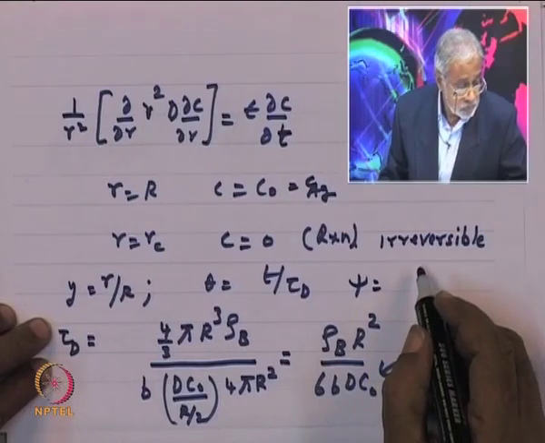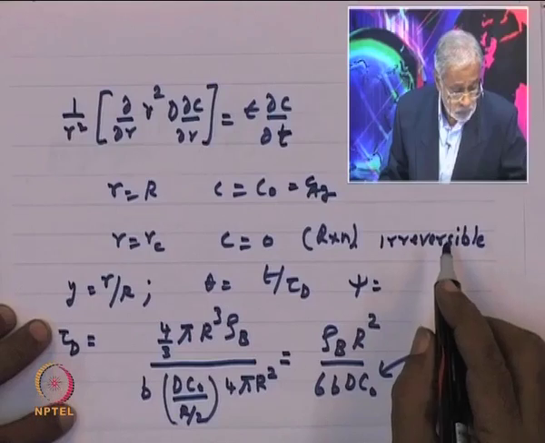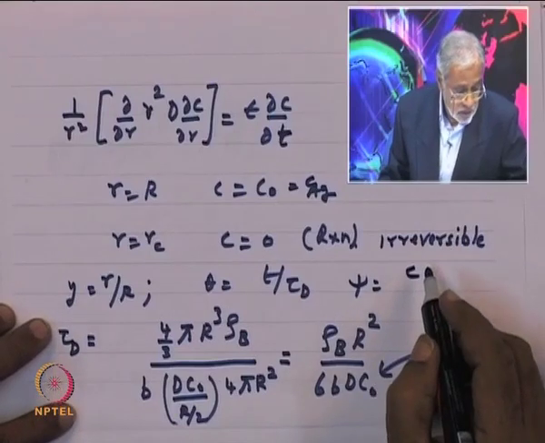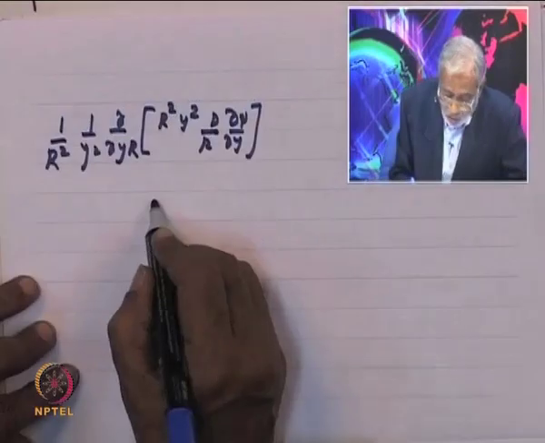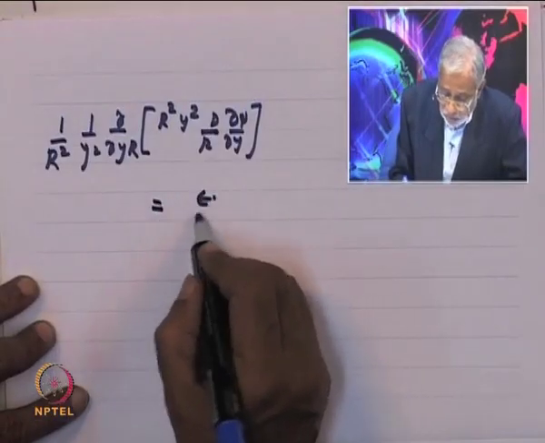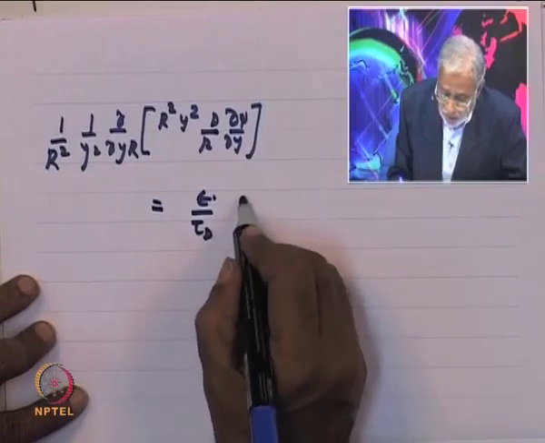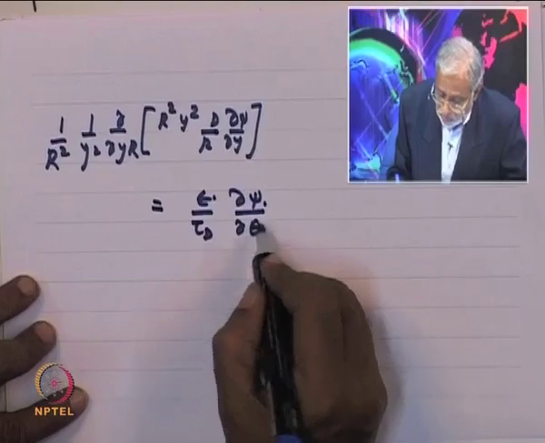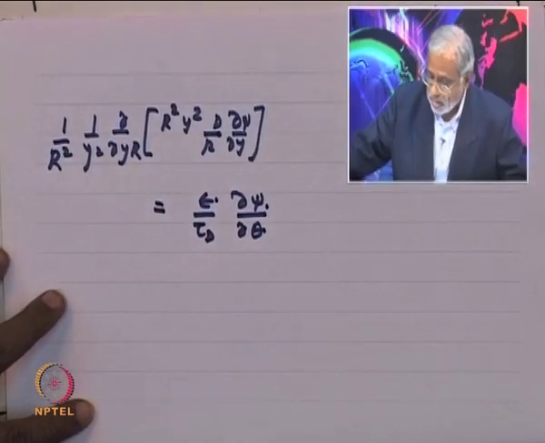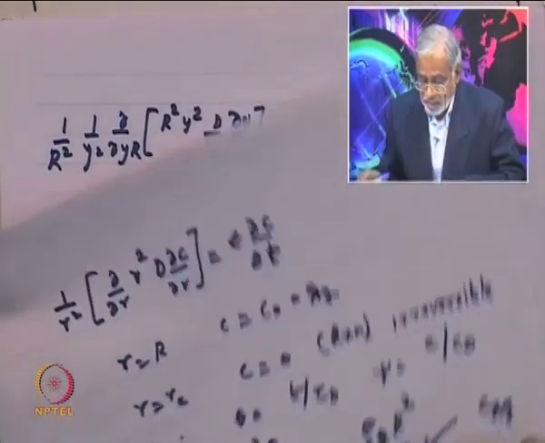I also put psi equal to C divided by C0, okay, equal to, on the right hand side we have epsilon by tau d del psi divided by del theta. So, please, this is fairly straightforward, there is nothing new being said here.